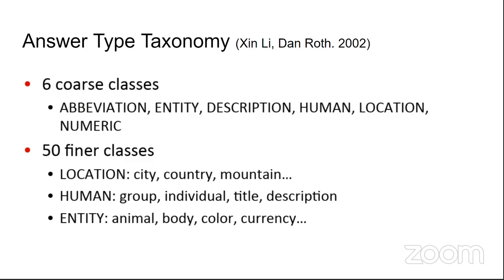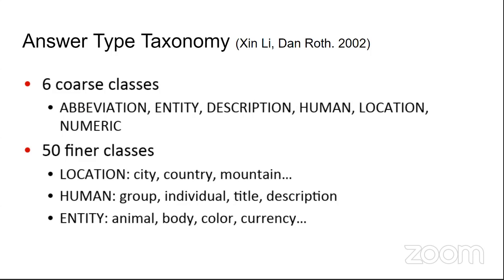The answer type taxonomy is something that Xin Li and Dan Roth came up with in 2002 in their paper. If you try to pose question answering as a problem where you need to classify your type of questions, then you need to have certain classes and a certain taxonomy or structure present, right? What they did was they manually created this after studying lots and lots of questions. And what they came up with was 6 coarse classes: abbreviation, entity, description, human, location, and numeric.